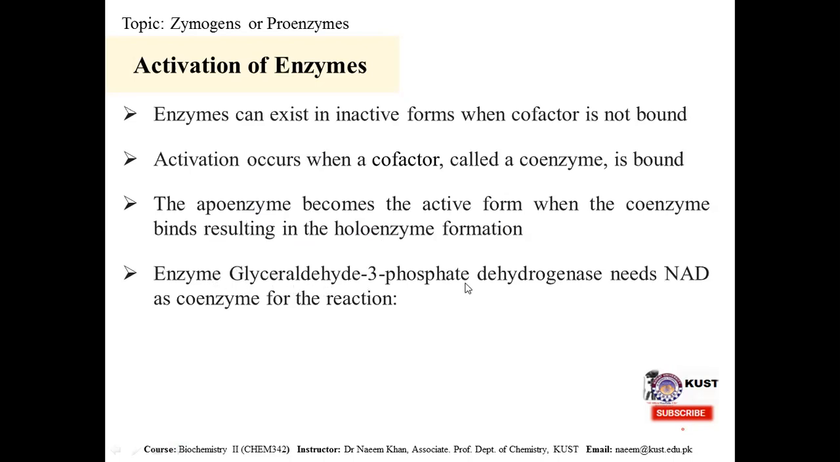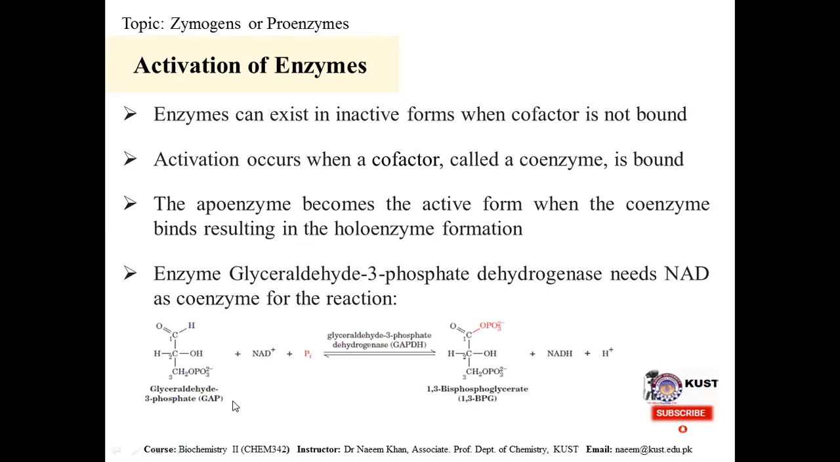Take the enzyme glyceraldehyde 3-phosphate dehydrogenase. It needs NAD as a coenzyme for the reaction. Look, this is a very important reaction of glycolysis, and here is the oxidation of glyceraldehyde resulting in the formation of 1,3-bisphosphoglycerate. This enzyme is inactive if NAD is not linked. If NAD is linked to this enzyme, it becomes activated. So this is another activation, but it cannot be confused with proenzymes or zymogens. This reaction I took from Voet and Voet, Fundamentals of Biochemistry.